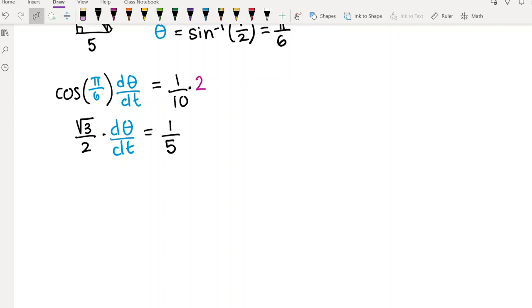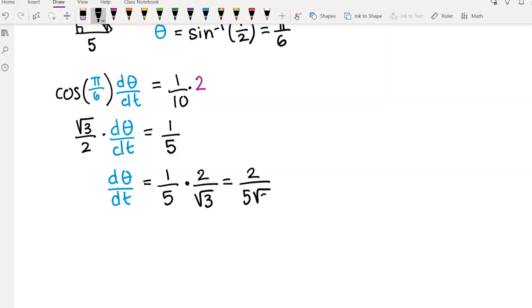So if we multiply both sides by 2 over the square root of 3, that will get rid of the square root of 3 over 2 on the left-hand side. And on the right-hand side, it will give us 1/5 times 2 over the square root of 3, which is 2 over 5 root 3. And then if you wanted to, and I'm not too picky about this, you can rationalize the denominator by multiplying by square root of 3 over square root of 3, which gives 2 root 3 over 5 times 3, which is 15.